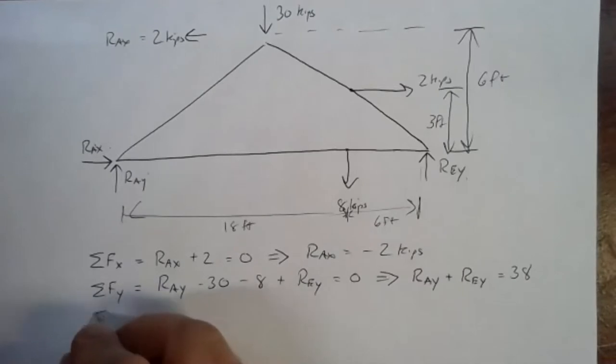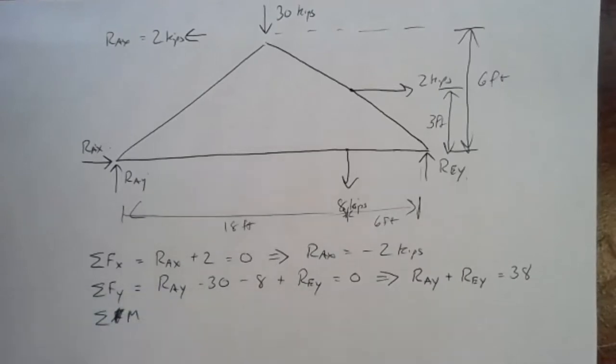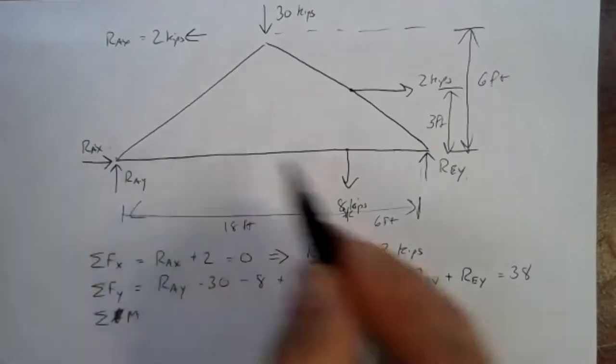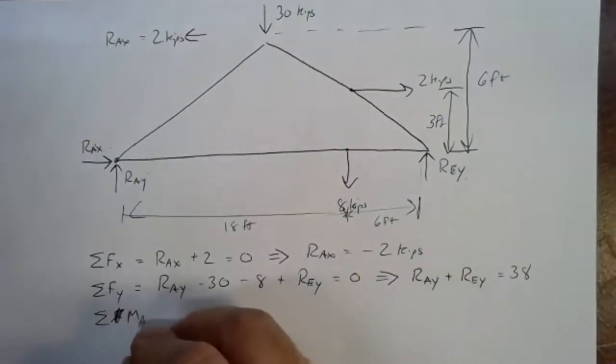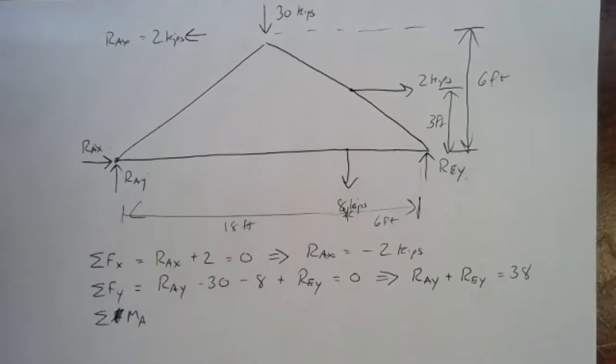So we'll need our pivot point, our sum of moments about some point. And just like a lot of the external problems, one of the supports is going to be the best place to go. May as well go at A. Just as easy to go at E. Either way works. So we'll pick our pivot point at A.